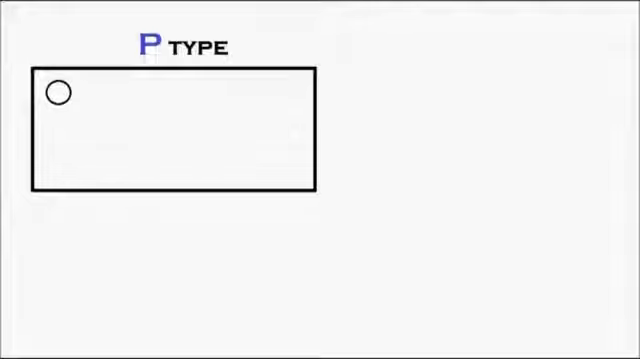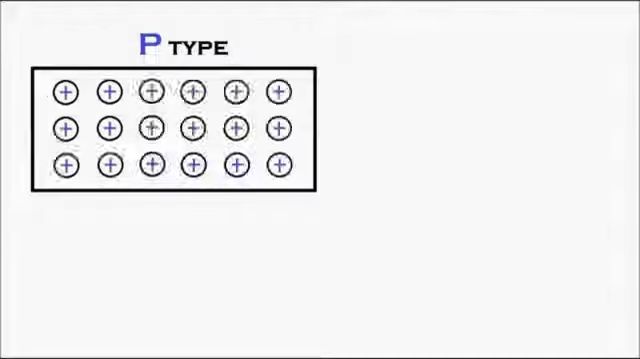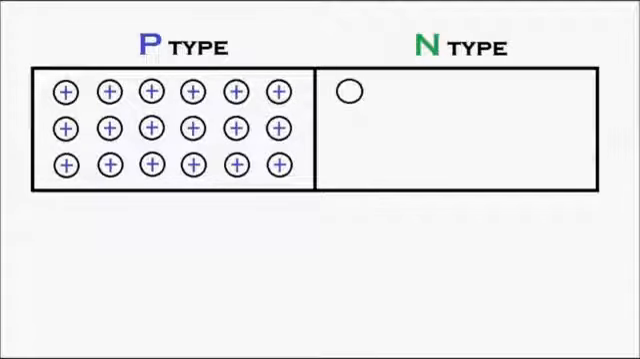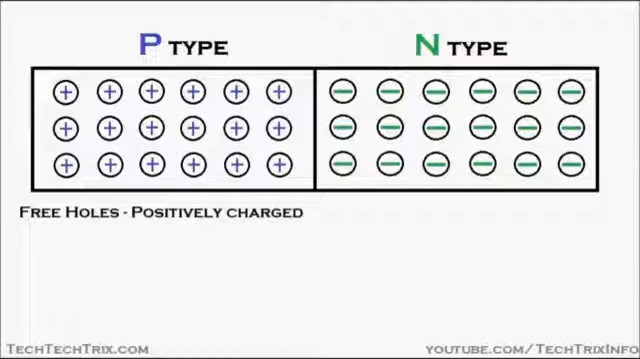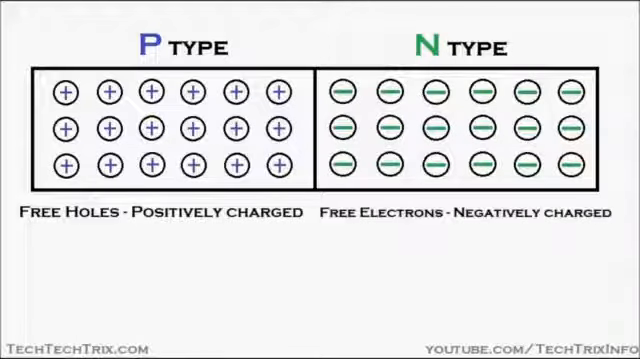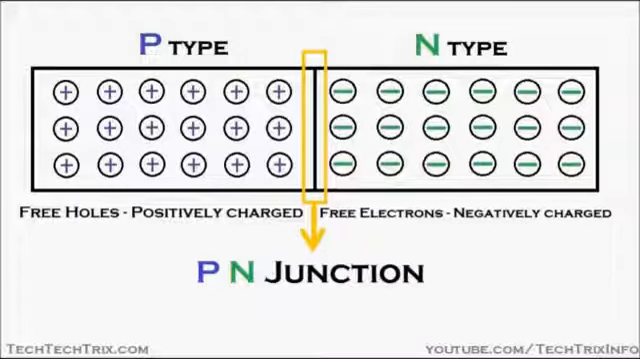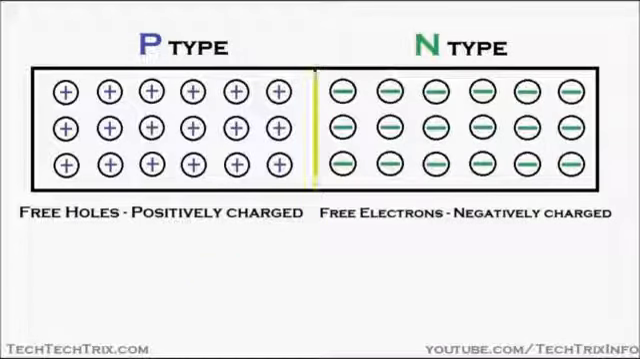So the p-type semiconductor has holes which are positively charged, and the n-type semiconductor has electrons which are negatively charged. So you can see free holes which are positively charged are available in the p-type, and free electrons which are negatively charged are available in the n-type. This is the region where the p-type and the n-type join, the junction which is formed, called the p-n junction.